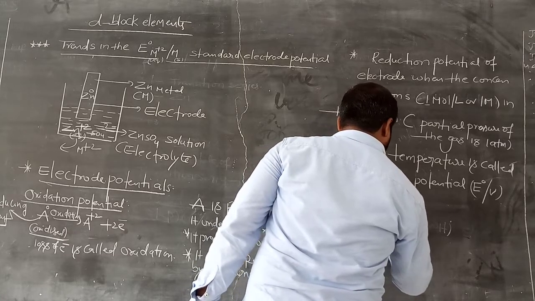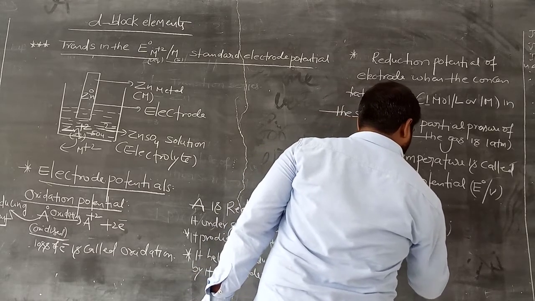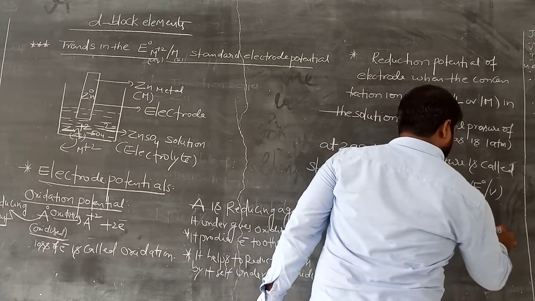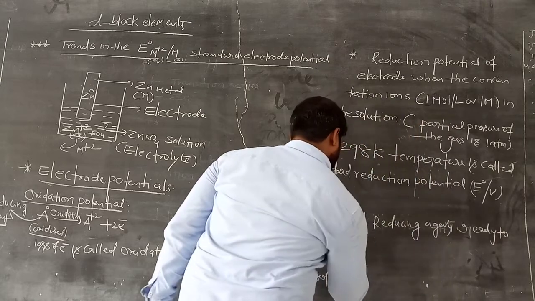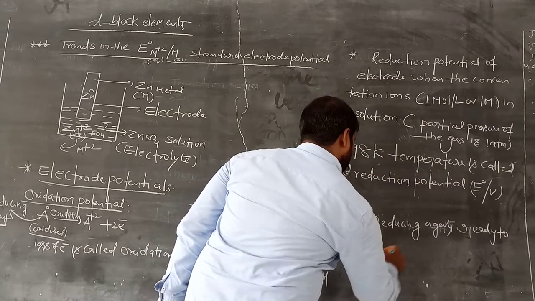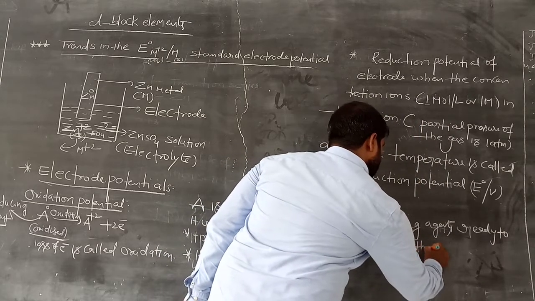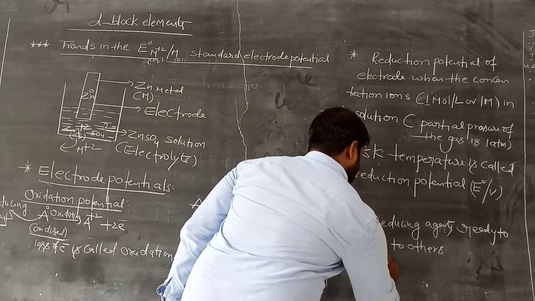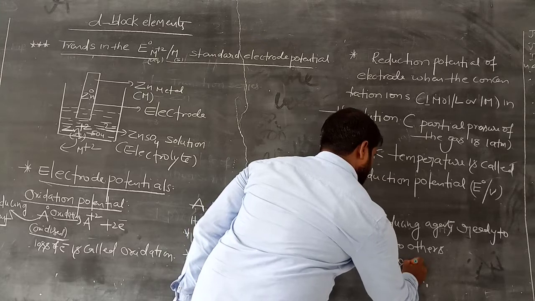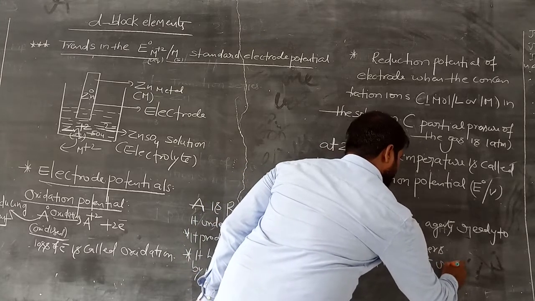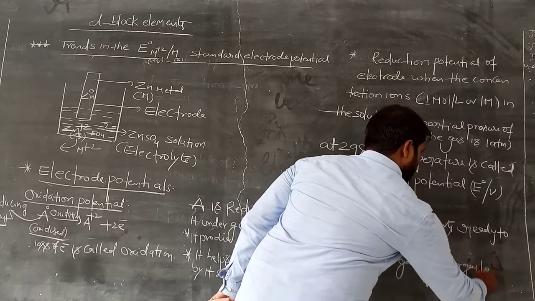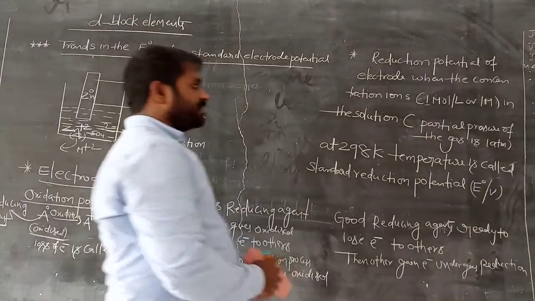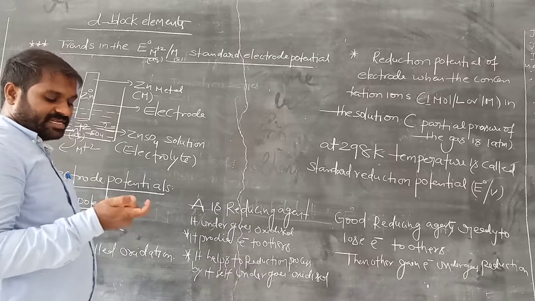Good reducing agents are ready to lose electrons to others, then other substances gain electrons and undergo reduction. Clear? Gaining of electron is called reduction. Clear?